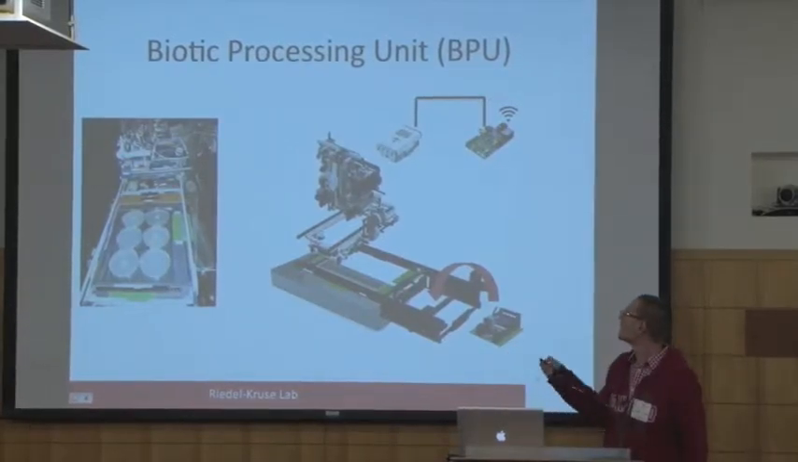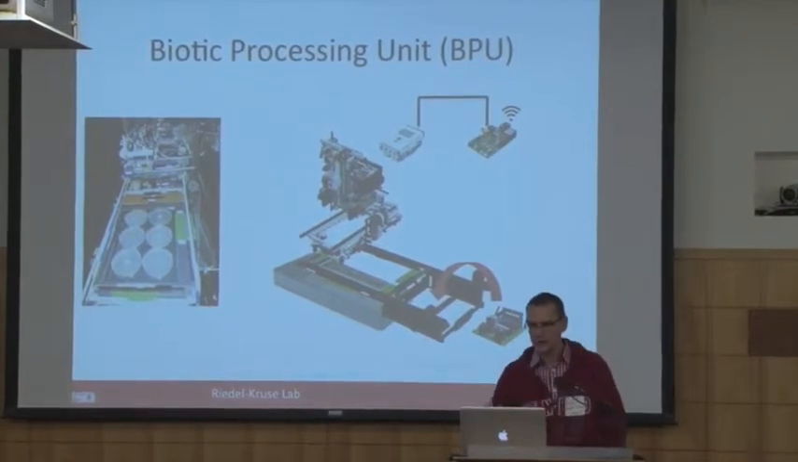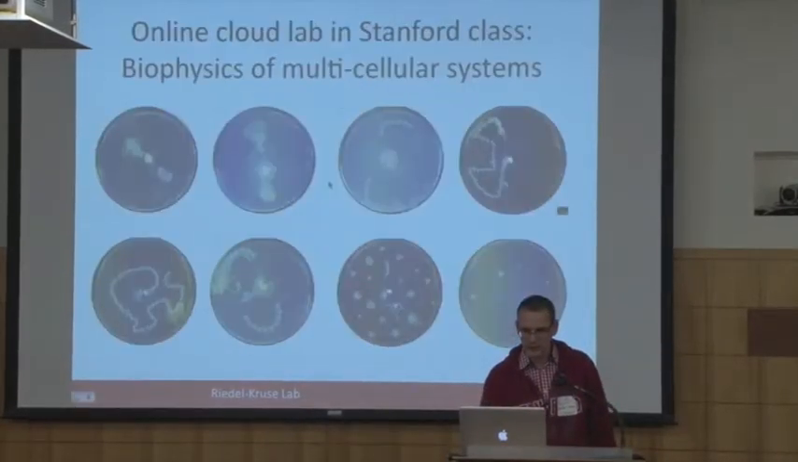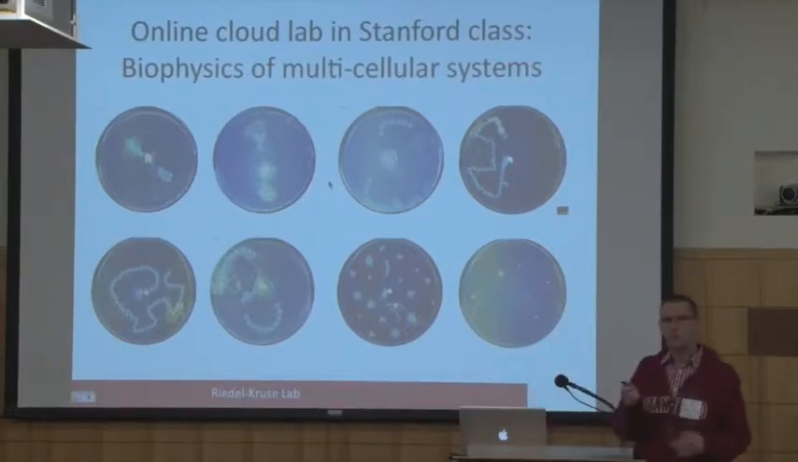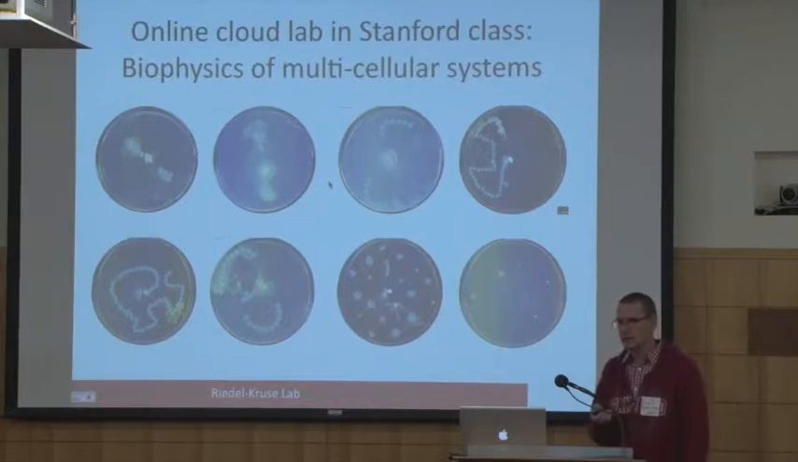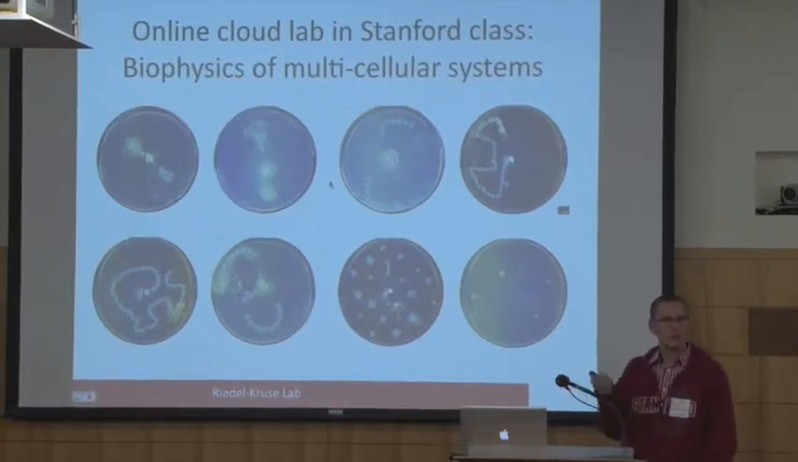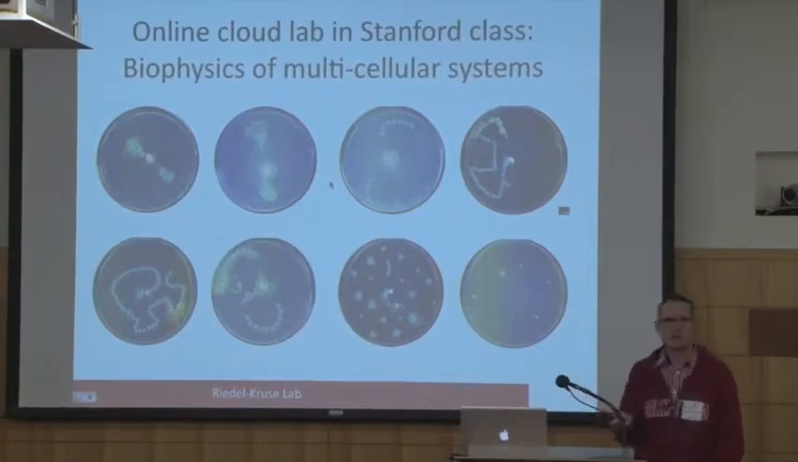The robot, I said, is made out of Lego Mindstorms with a flatbed scanner, and the Raspberry Pi is controlling the whole thing. So then we used this last quarter in a Stanford class that I teach in modeling multi-cellular systems. We had the students run experiments throughout the class. Each student did about 20 of those experiments, and here you see a bunch of those experiments that they have done.